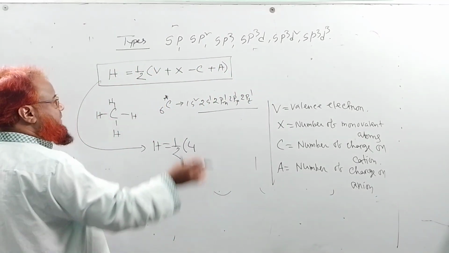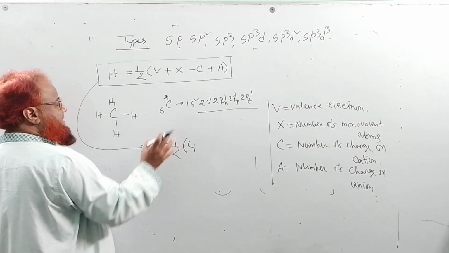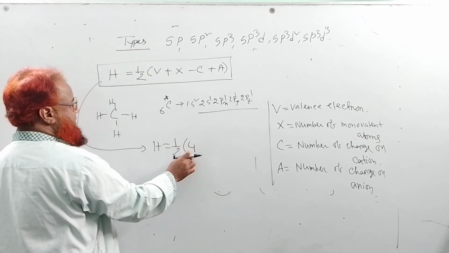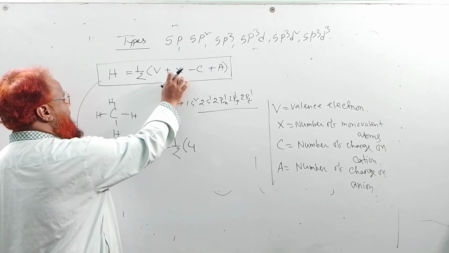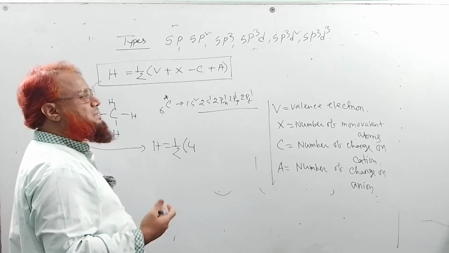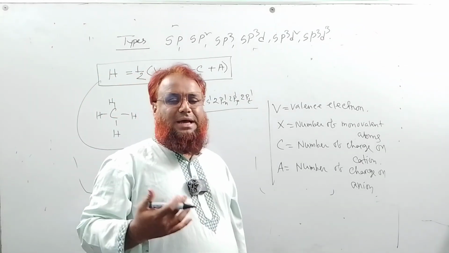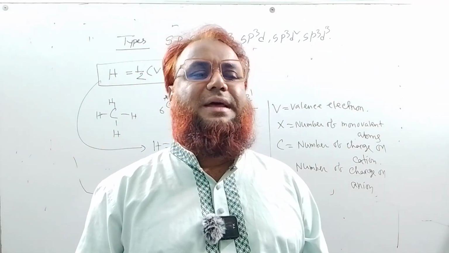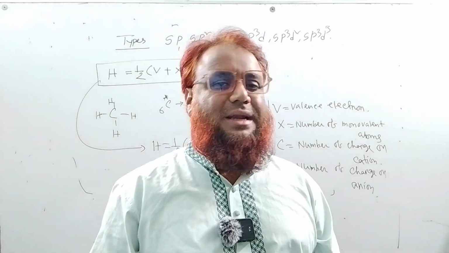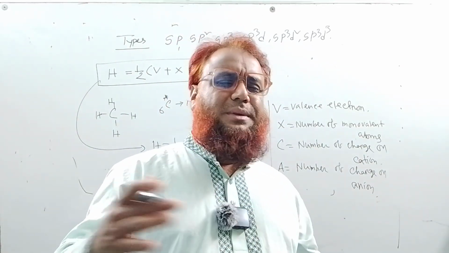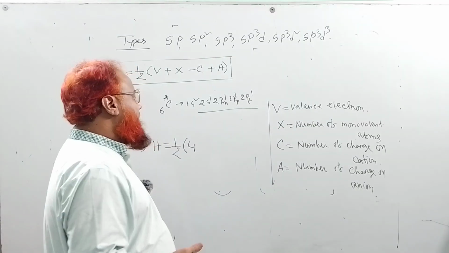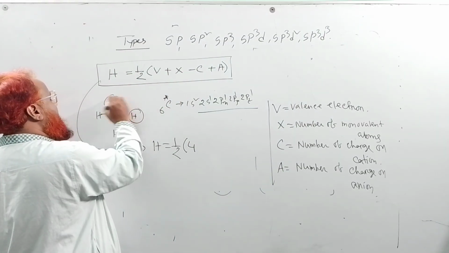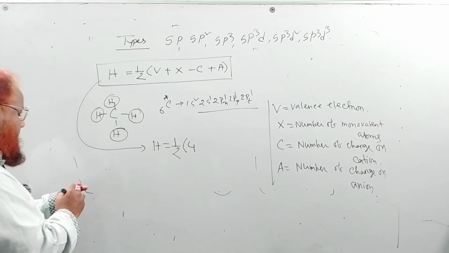So, come to the point again. Here the valence electron of carbon is 4. That means V value is 4. X is the number of monovalent atoms. Monovalent means valency 1. So, the atoms having a single valency are known as monovalent atoms. If the valency is 2, those are divalent atoms. Di means 2. So, it will be discussed later, inshallah, in the next lectures. So, here X value is also 4, because here the number of monovalent atoms is 4.